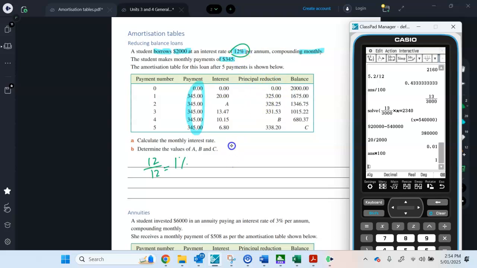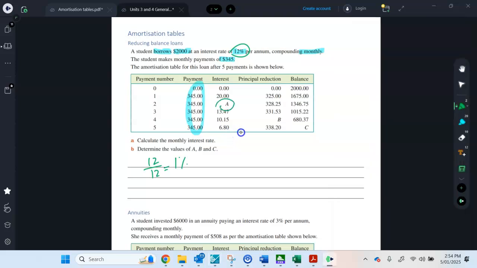Determine the values of A, B, and C. So the A, this one here, is our interest. So remember, we need to calculate 1% of the previous amount. Then this B is our principal reduction. So that's just our payment minus the interest. And then C is our balance minus the reduction. All right, so this is all here.